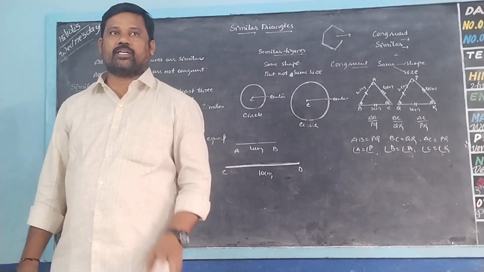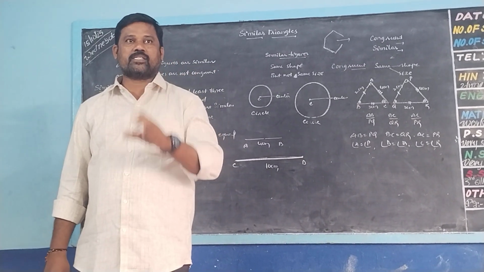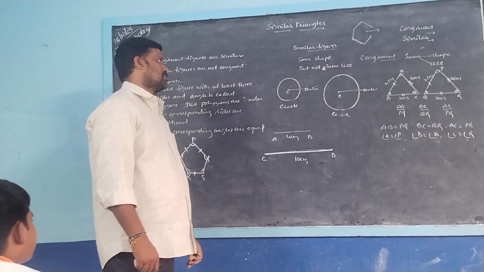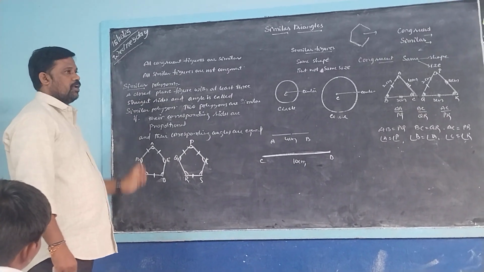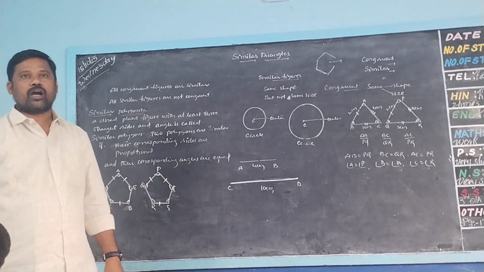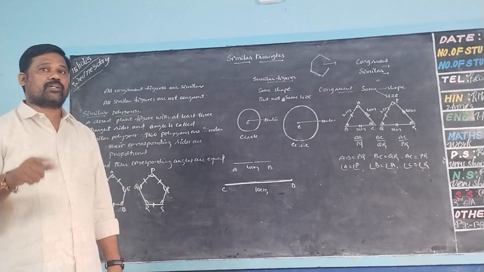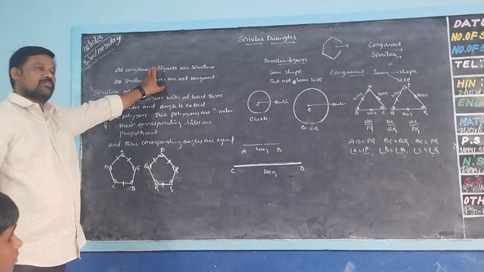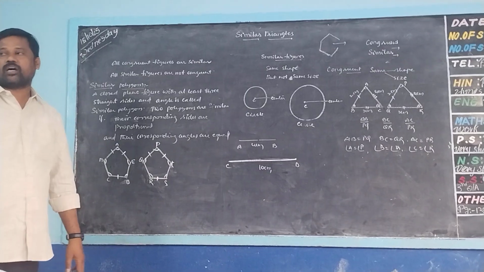When we take two triangles, if their shapes are similar but their sizes are different, that is called similar figures. So finally I conclude one thing: all congruent figures are similar, but all similar figures need not be congruent.